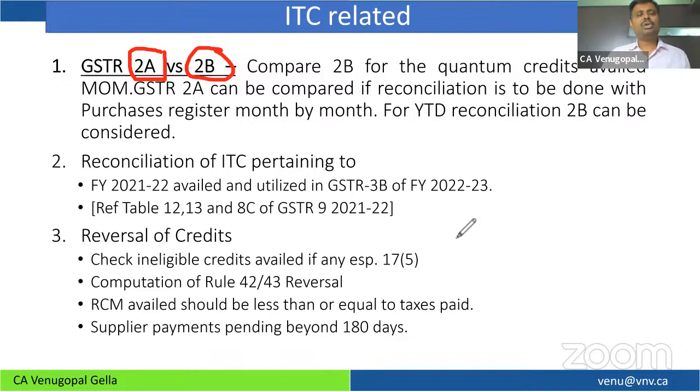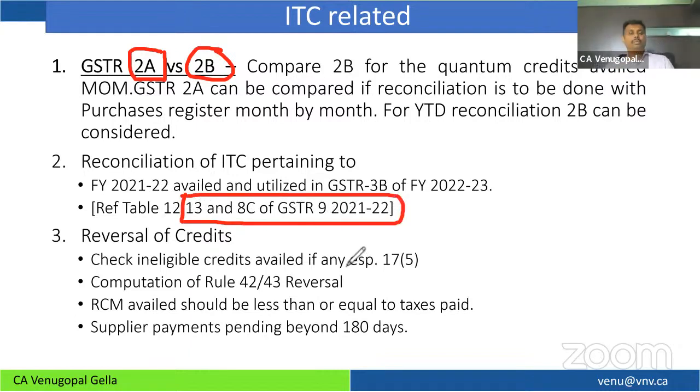The second thing that you have to do is, you might have also missed out taking the credits because it was not there in 2B last year. So you have not taken. So the credits that you have not availed, that means purchases for the financial year 21-22, the credits that you are supposed to avail in the current year, you can refer to table 13 and GSTR 9 table 8C. The balance would be available in these two tables.